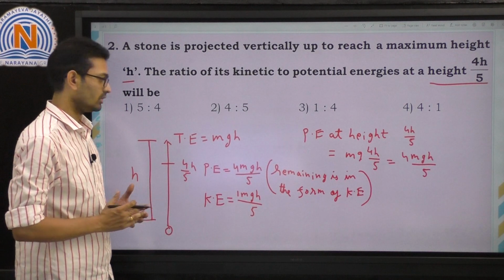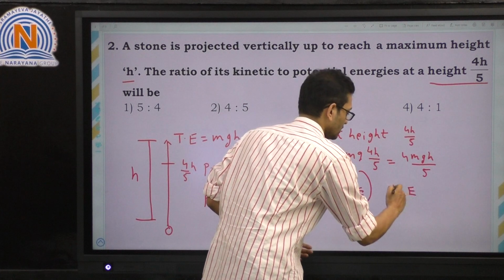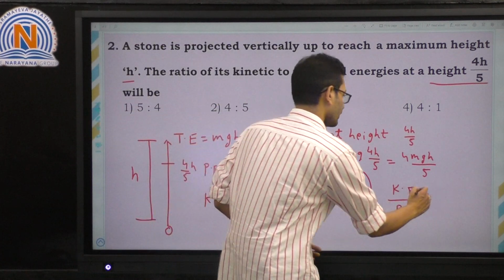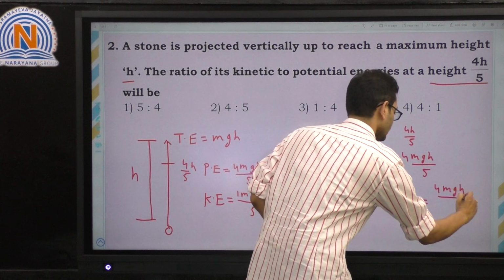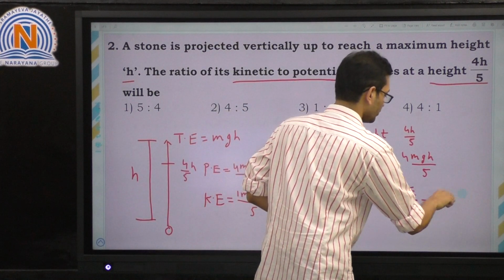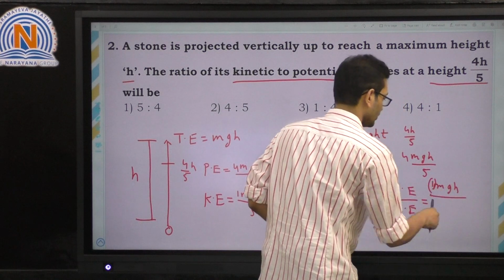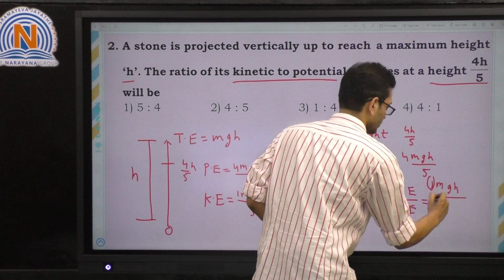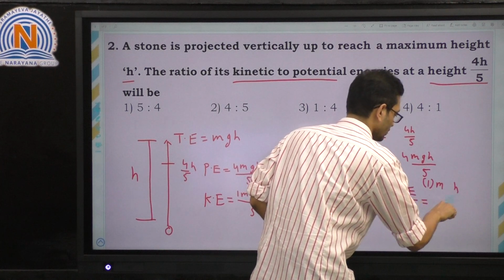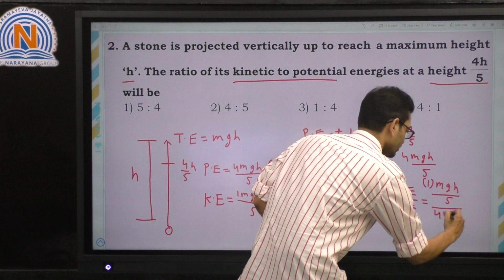Now when you want to find the ratio of KE by PE, he asked you the ratio of kinetic to potential, right? So kinetic energy is 1 mgh by 5, and potential energy is 4 mgh by 5.